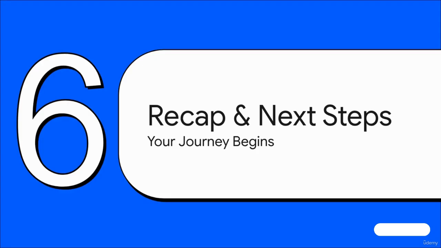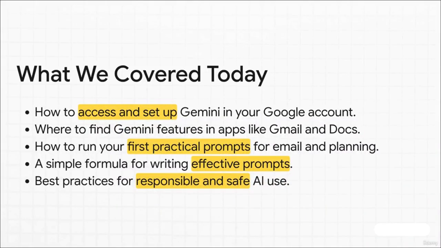We have covered a lot of ground, so let's do a quick recap. You now know how to check your access, where to find Gemini in your apps, how to write your first few specific prompts, and the key rules for using it responsibly. That's a huge start. Now, to make all of this really stick, here's a little mini assignment for you.